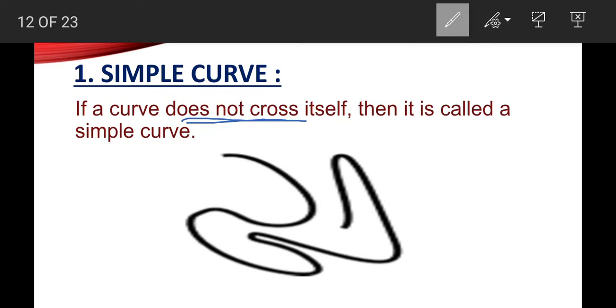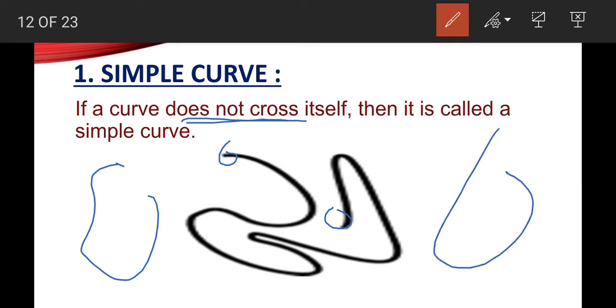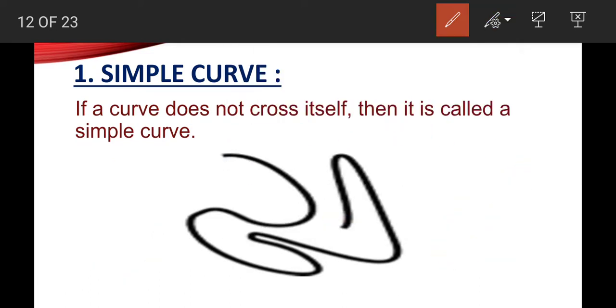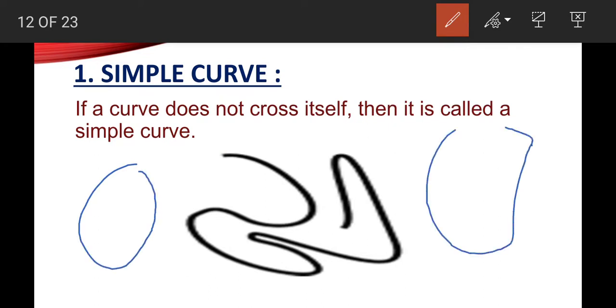Look at this one. It starts from here and it ends here. So in the middle of that one, it does not cross anywhere. So we can say that it is a simple curve. We can draw some more simple curves also that look like this. All these are simple curves. This is also a simple curve.